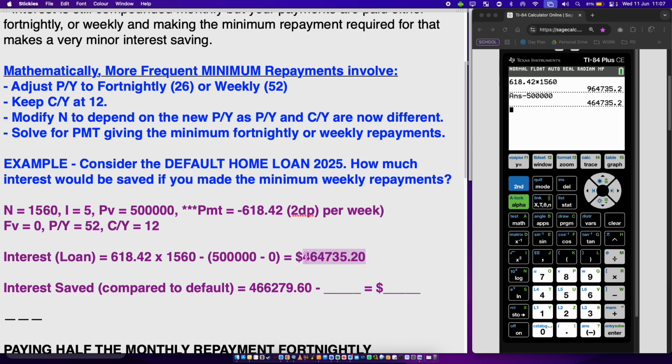Is that much different to the default loan? The default loan was $466,279. Choosing to pay weekly is that. So it's not that much different, which we clarified before. It's not much of a saving.